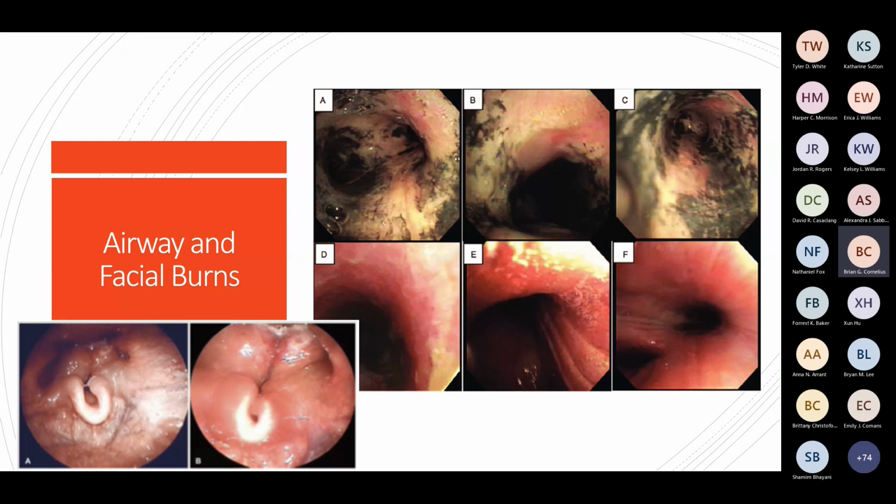When you look to the right, this is showing you somebody with pretty significant airway burns. As you're looking down to the carina and further into the bronchi, you see that the soot has actually made it all the way down there.